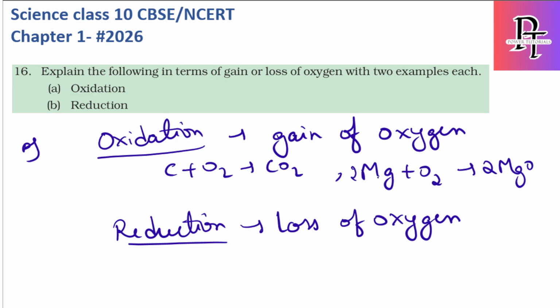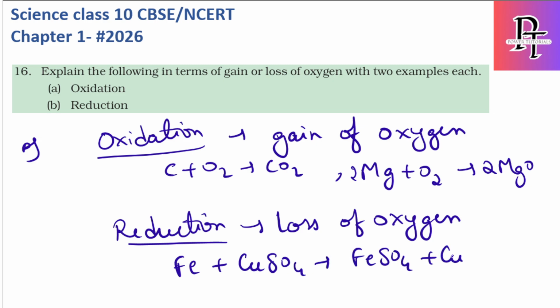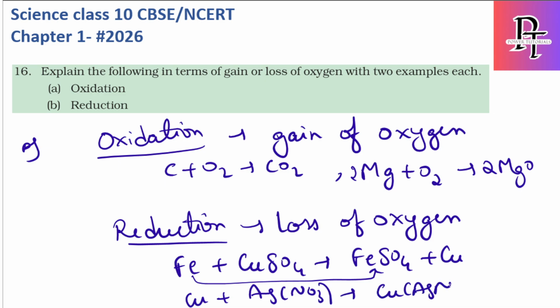Okay, what about reduction? Reduction can be like a displacement reaction. So I will use the same one I already called, which is Fe plus CuSO4 gives rise to FeSO4 plus Cu. So what happened here? Iron is getting oxidized. Okay, one more example, the other one which we just discussed, which is copper plus silver nitrate gives rise to copper nitrate plus silver. So here also copper is getting oxidized.